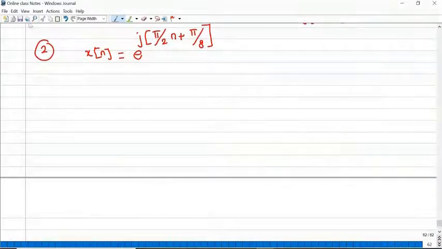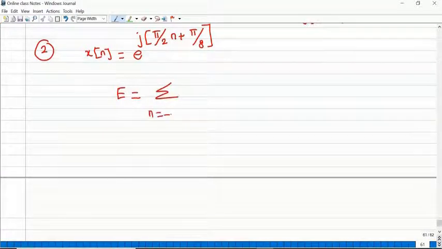So I already gave one hint. If the signal is periodic, in most cases it may be a power signal. Okay, let's check. There is no u of n term here. Please check. Okay, there is no u of n term here. So directly you apply the formula. Energy equal to summation n equal to minus infinite to infinite, x of n square.